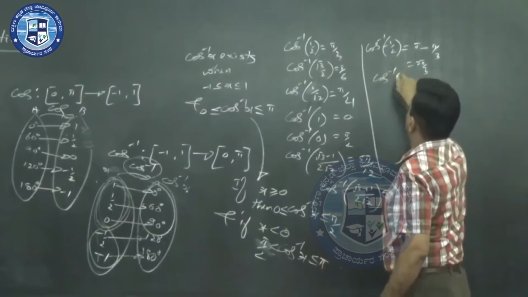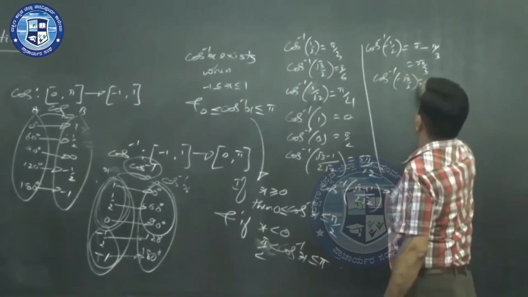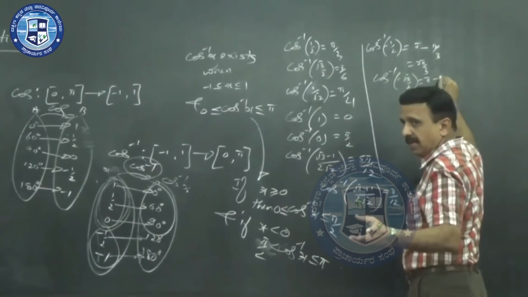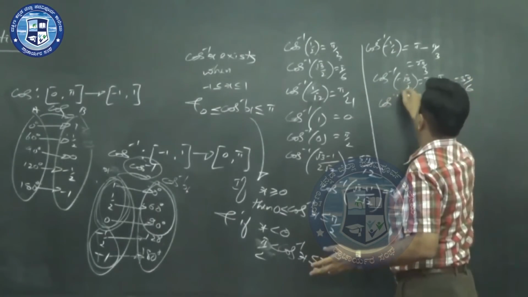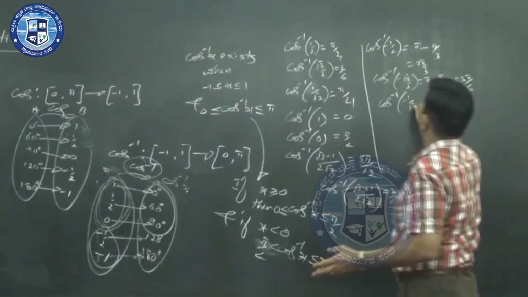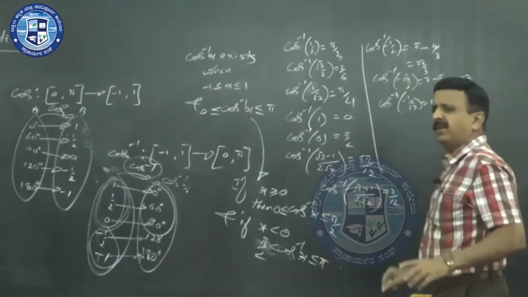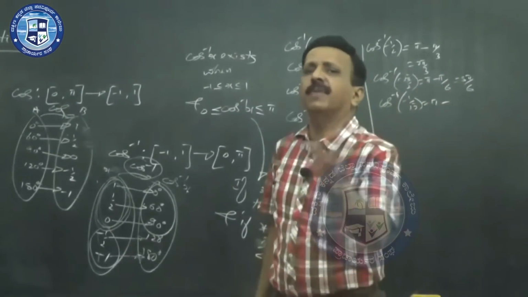Then cos inverse of minus root 3 by 2 is equal to, in the same style, pi minus pi by 6. That's equal to 5 pi by 6. Correct. Cos inverse of minus 1 by root 2 is equal to pi minus. Whenever you get cos inverse of minus, it has to be pi minus.